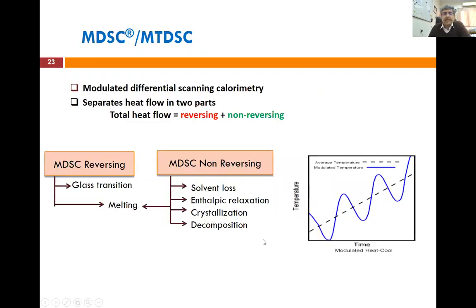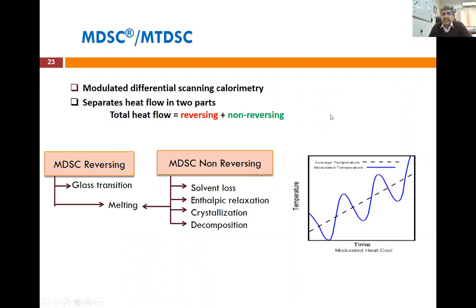Another very important application of the DSC and an extension of the conventional DSC is called MDSC or MTDSC, which expands to modulated differential scanning calorimetry. This is also called modulated temperature differential scanning calorimetry. The beauty of this technique is that it can help in separating the total heat flow curve into two parts, which depict the reversing events and the non-reversing events.